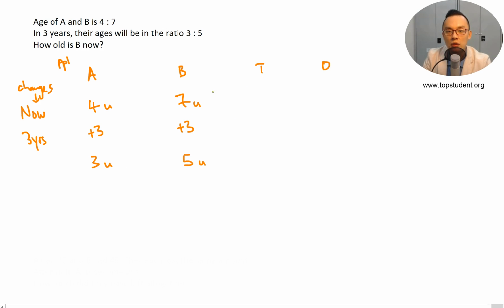Okay. So in this question, the difference is the same, because no matter what happens, the difference will be the same. So I find A and B and I find the difference. The difference is 7 minus 4, which is 3 units. 5 minus 3 is 2 units. So I must make the difference the same in this question. So what I can do is times 3 and times 2. So times 3, times 3, times 2, times 2.